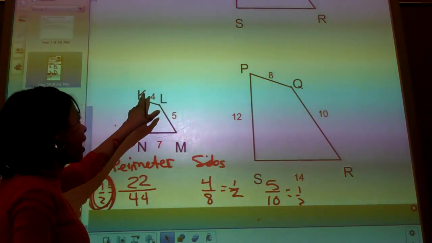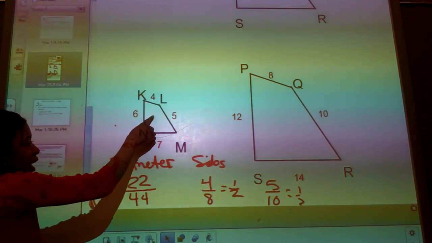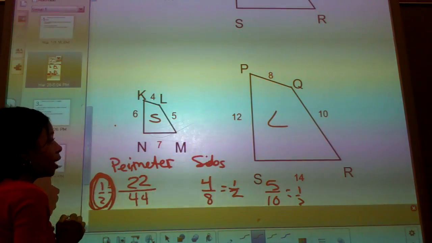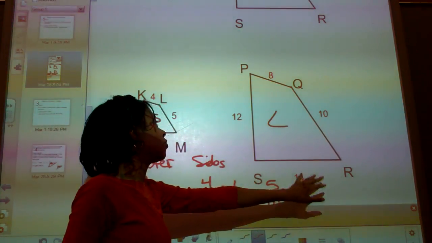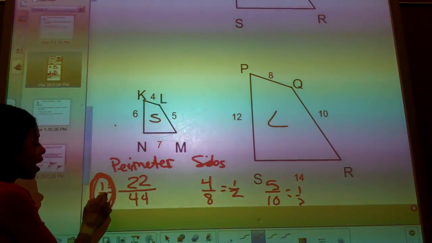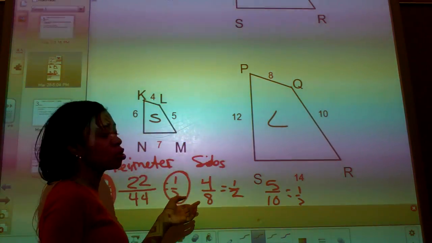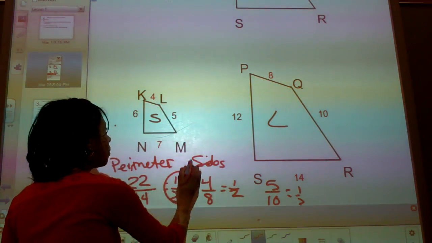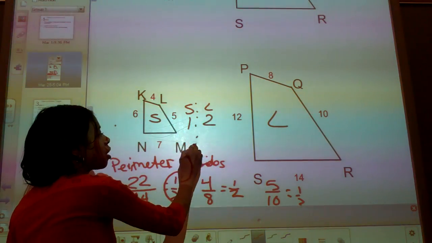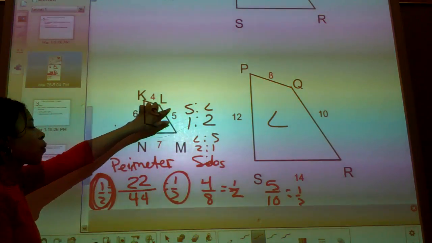What does that look like? If I add the perimeter, that's 4 plus 5 plus 7 plus 6, which is 22 for KLMN. And I'll do this as small to large. The perimeter of the large is 8, 10, 14, 12. Its perimeter is 44. Okay? That simplifies down to 1/2. So their ratio is 1 to 2 if I'm doing small to large. And if I go the other way, large to small, it's 2 to 1. Okay? That's if I do the perimeter.